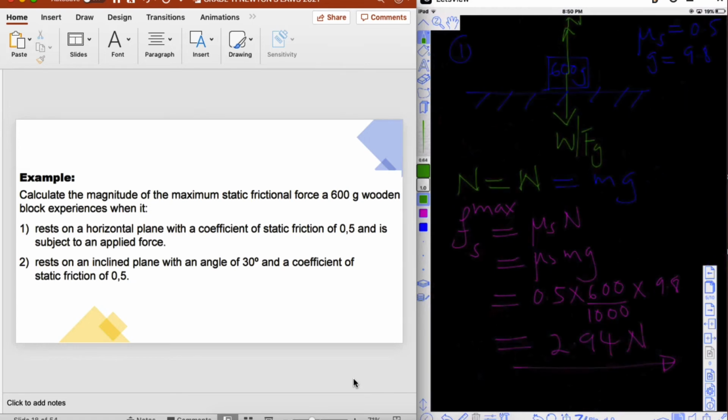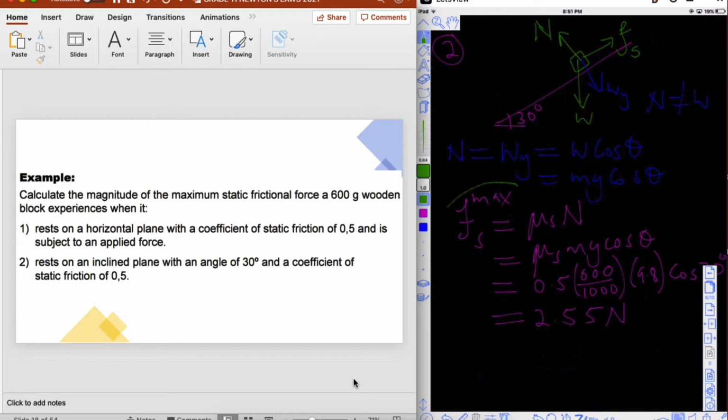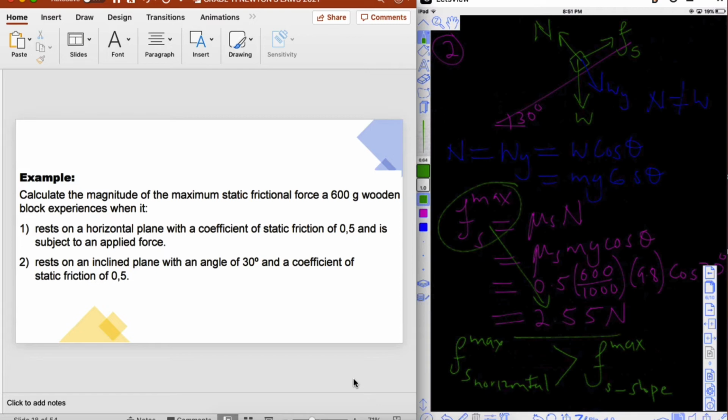In example 1, where the object was on a horizontal surface, the maximum static frictional force was equal to 294. However, the maximum static frictional force on a slope is 255. In other words, the maximum static frictional force on a horizontal surface is always going to be greater than the maximum static frictional force on a slope. This is always going to be true as long as the masses are the same and the coefficient of static friction of the surface is the same. That means our maximum static frictional force for the horizontal surface is going to be greater than the maximum static frictional force on a slope.